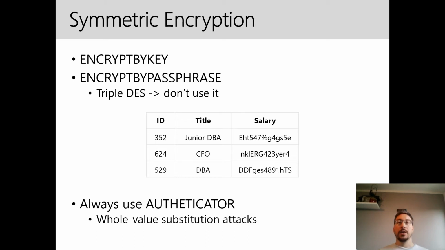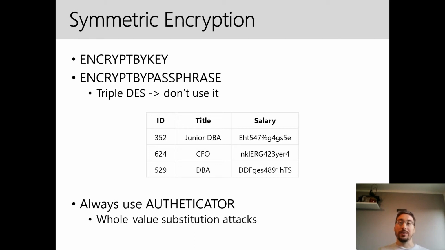So in this case, when we encrypt the salary for the DBA, we will say encrypt our actual salary, use the authenticator 529, and this will give us the result of DDF, GES, etc. When we encrypt the junior DBA's salary, we will use the 352 ID, and we will get its encrypted value. Now, if we were to substitute those two values, nothing will happen, right? There will be no error, no nothing. But when somebody starts to decrypt the values, because when we encrypted the value we used the authenticator, they have to decrypt the value by using the authenticator as well, right?